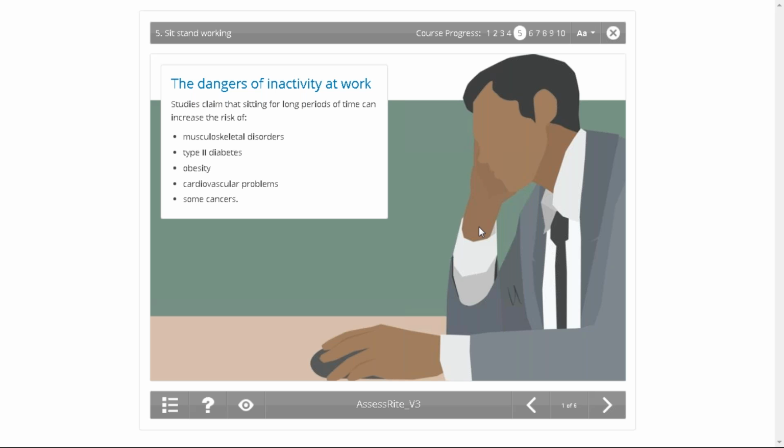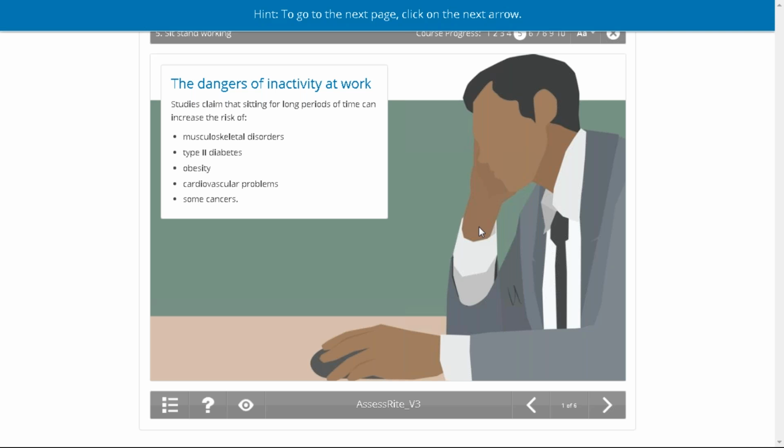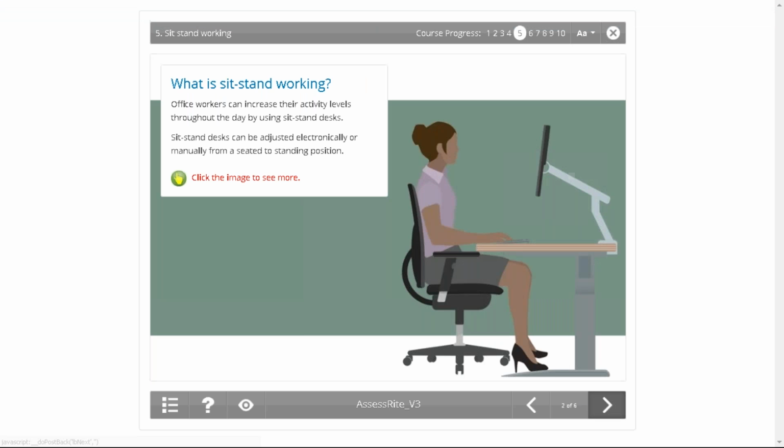So here we go. In addition to that, studies claim that sitting for long periods of time can increase the risk of musculoskeletal disorders, type 2 diabetes, obesity, cardiovascular problems, and some cancers. I thought it was a bit scary. So what is sit-stand working?